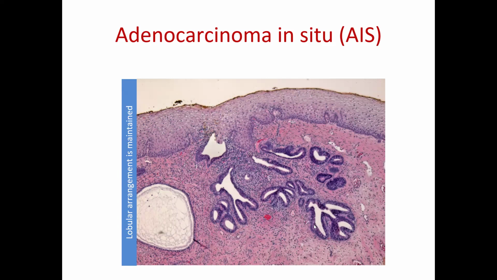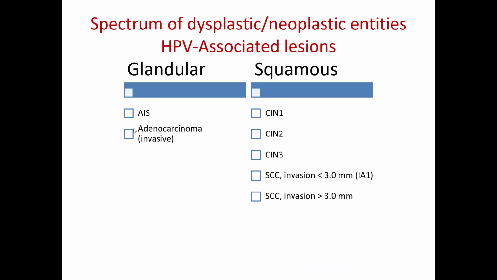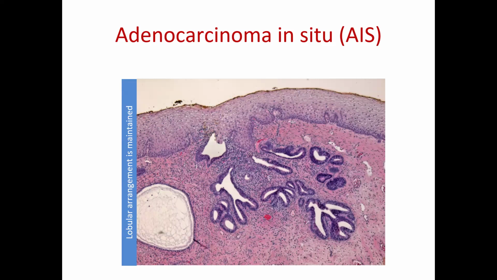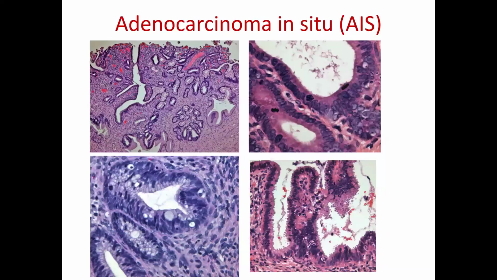Once you see mitosis, then you have to call it either AIS or adenocarcinoma. And I ask some of you, how many mitoses do you allow in an endocervical gland before you call it cancer? And the answer is 0. We don't allow any mitotic figures. Once an endocervical gland has a mitotic figure, then it has to be called AIS or adenocarcinoma.